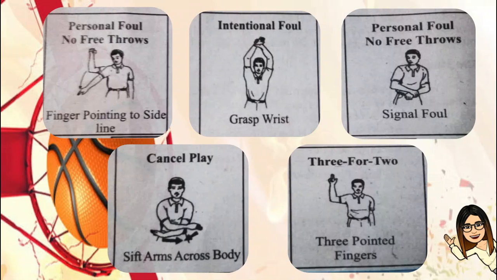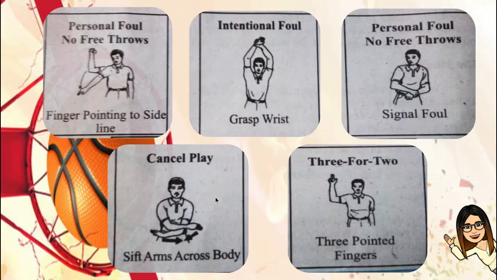Next, personal foul, no free throws. Just do the signal foul, just like this. For the first one, personal foul, no free throws, finger point to sideline. Now, what will you do? Personal foul, no free throws, signal foul.